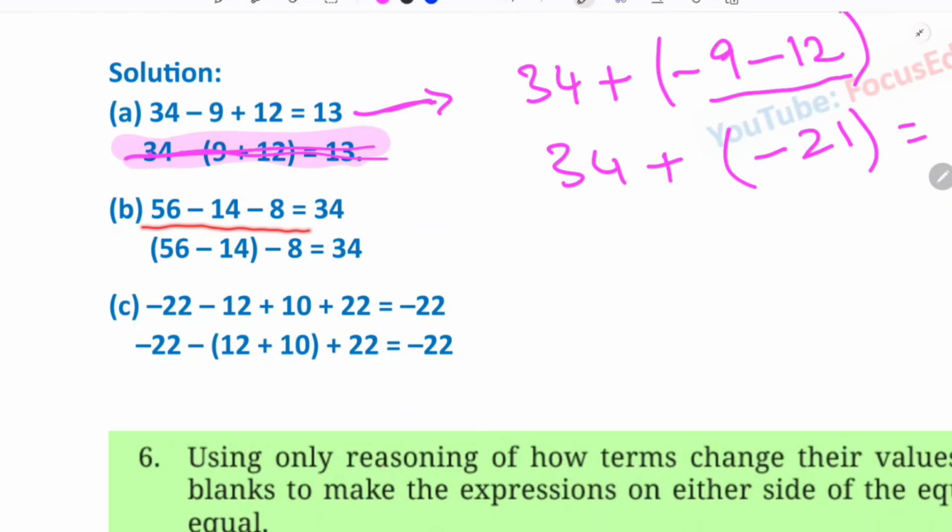56 minus 14 minus 8 is equal to 34. So how will we get 34? You may have multiple ways.